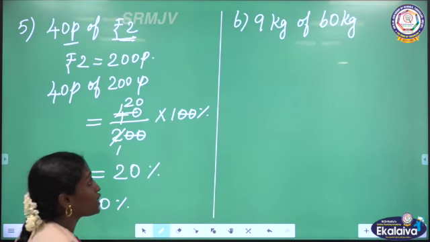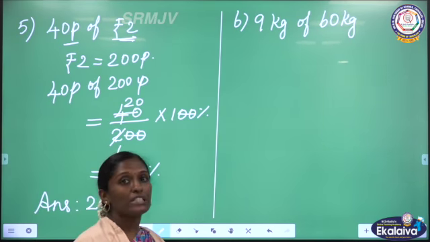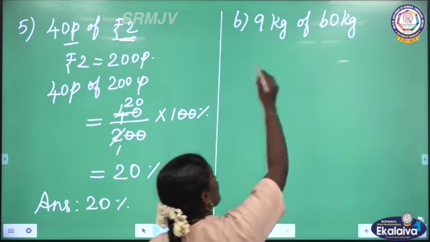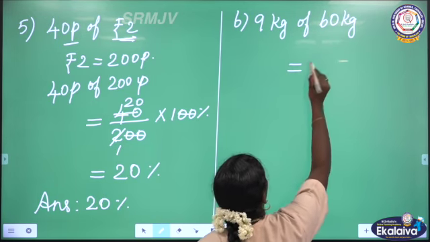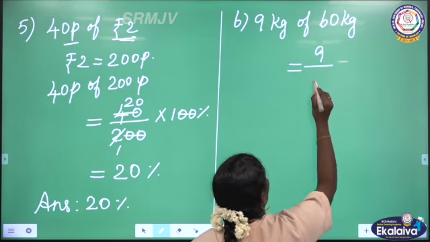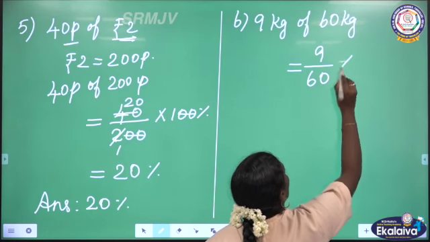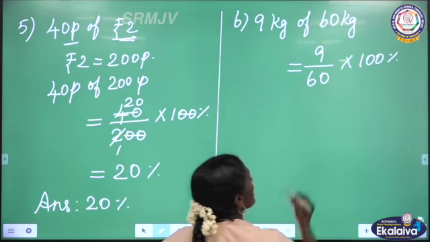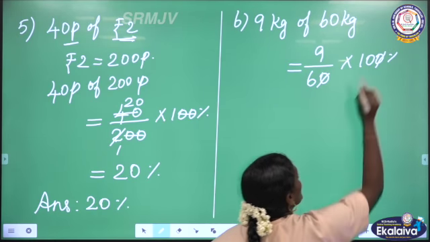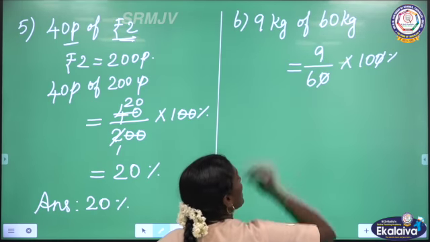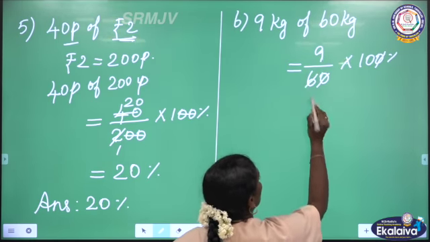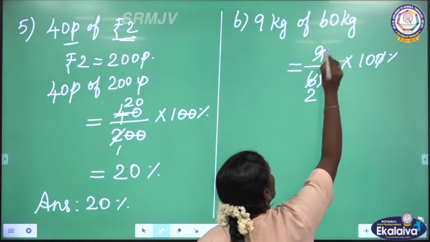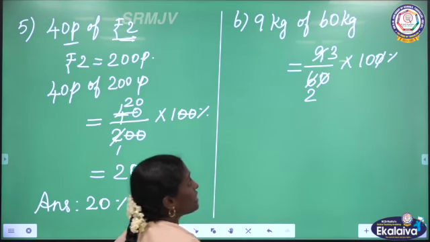Okay. The next one, 9 kilogram of 60 kilogram. First we have to write the given numbers in fraction. So we will get 9 by 60. Then we have to multiply it by 100 percentage. Okay. Here we can cut 1 0, 1 0. We can reduce the numbers 9 and 6 in 3 table. In 3 table 2 times 6. In 3 table 3 times 9.